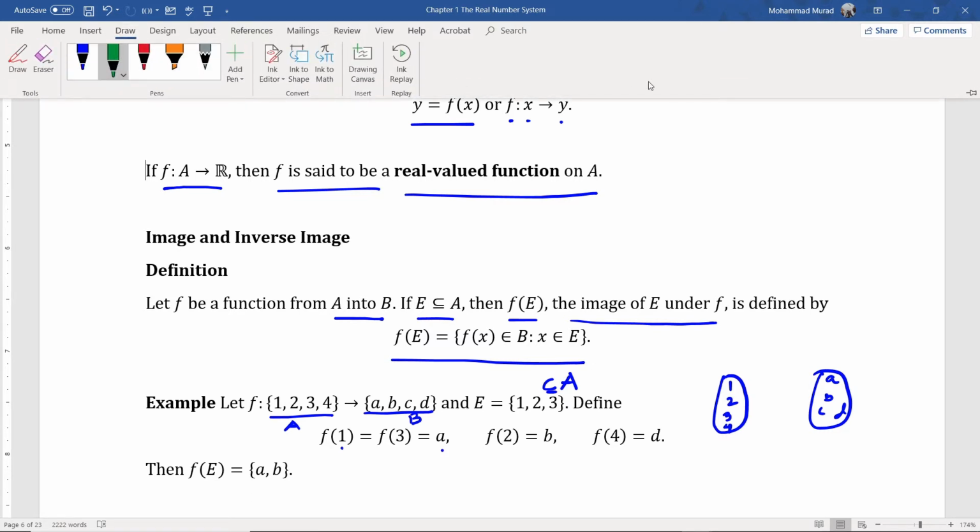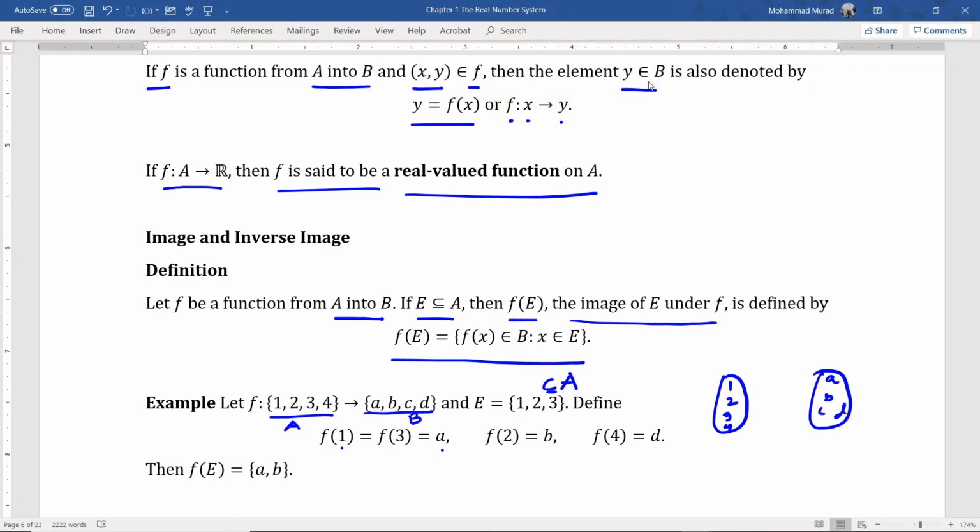Suppose f is a function defined by this formula. f at 1 is a, f at 2 is b, f at 3 is a, f at 4 is d. Notice the element c in the codomain has no preimage in A. It means there exists no element in A whose image under f is c. This is okay by definition.